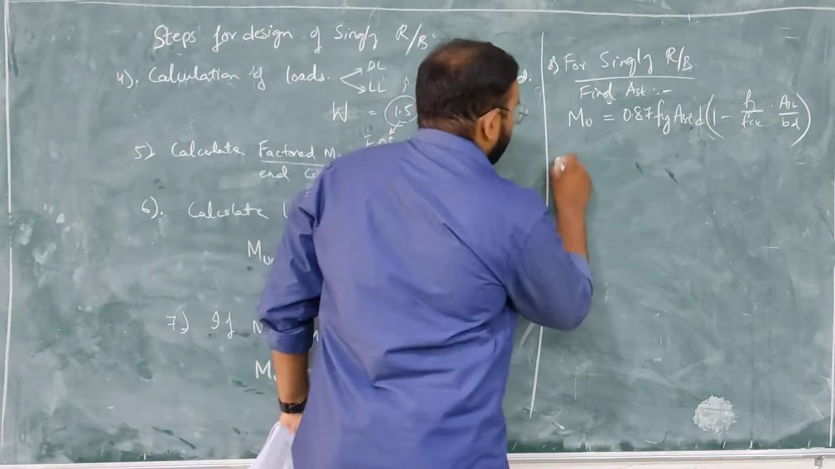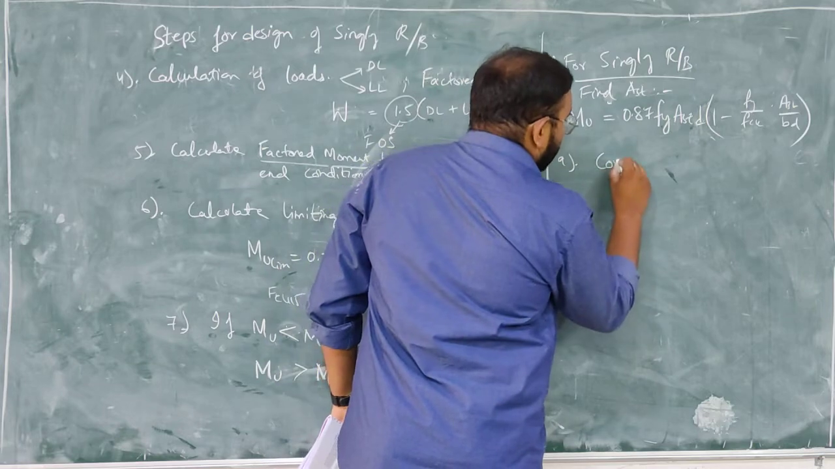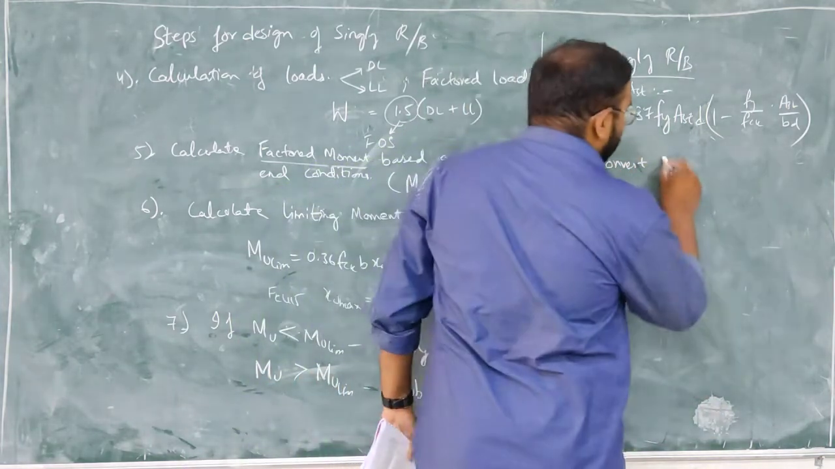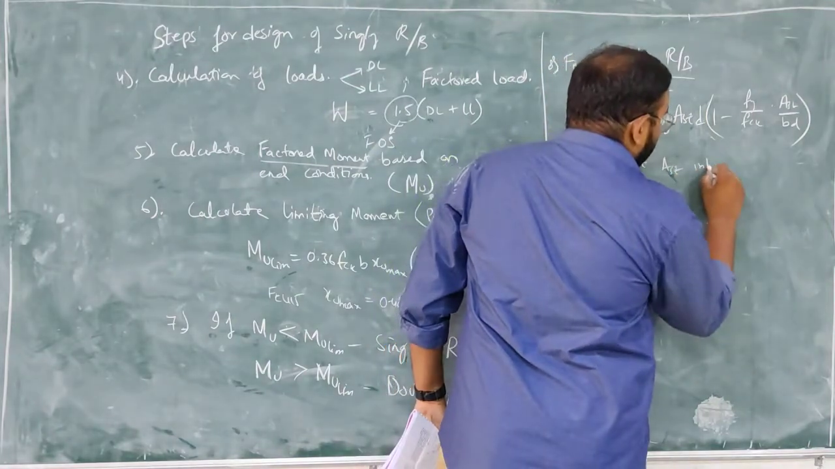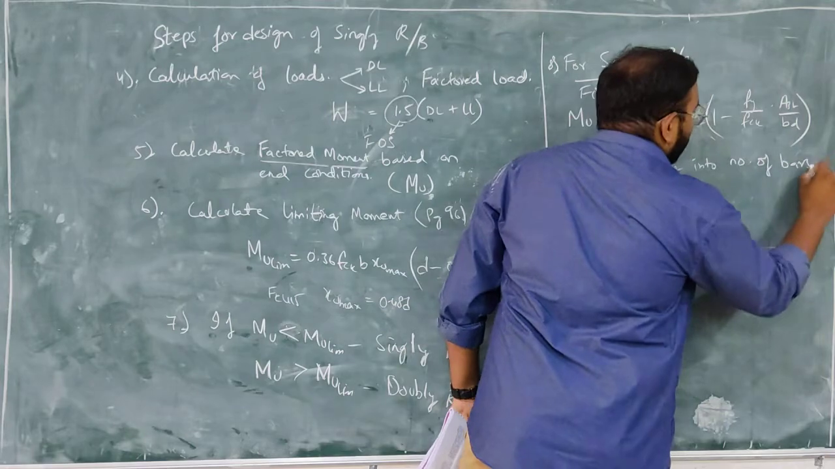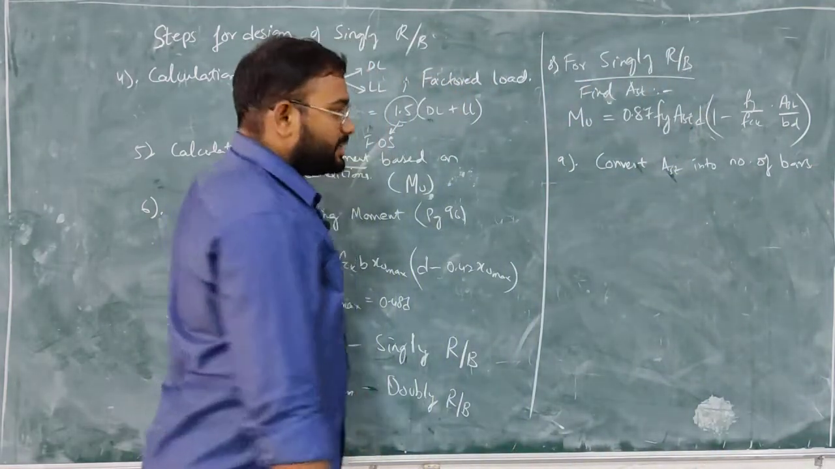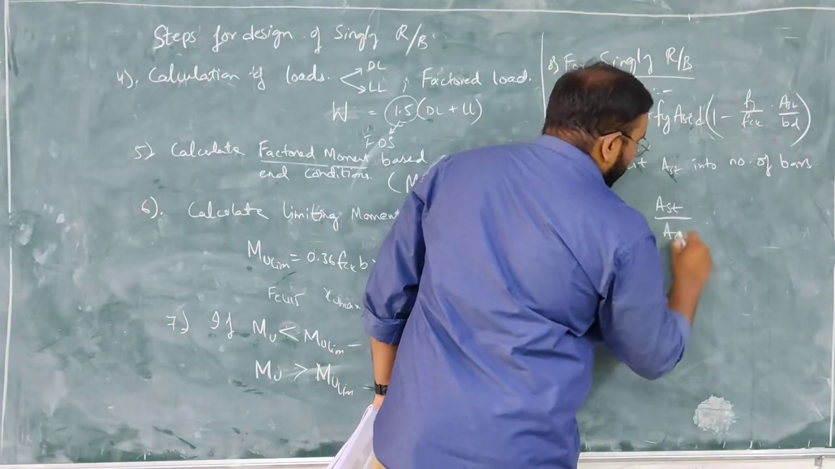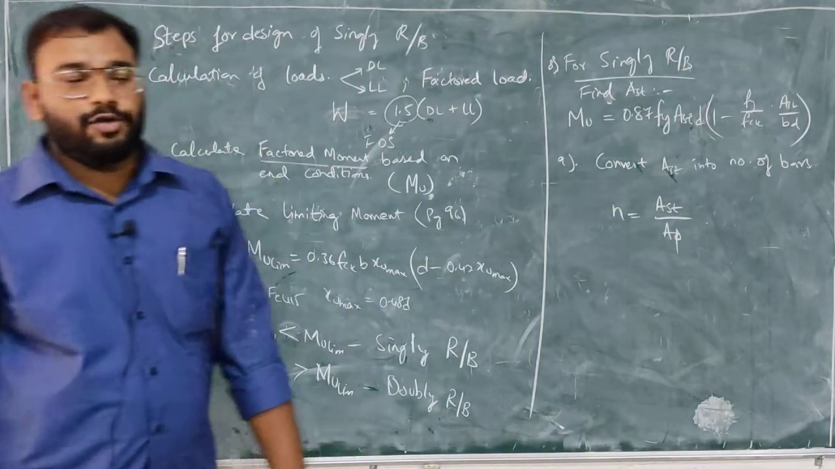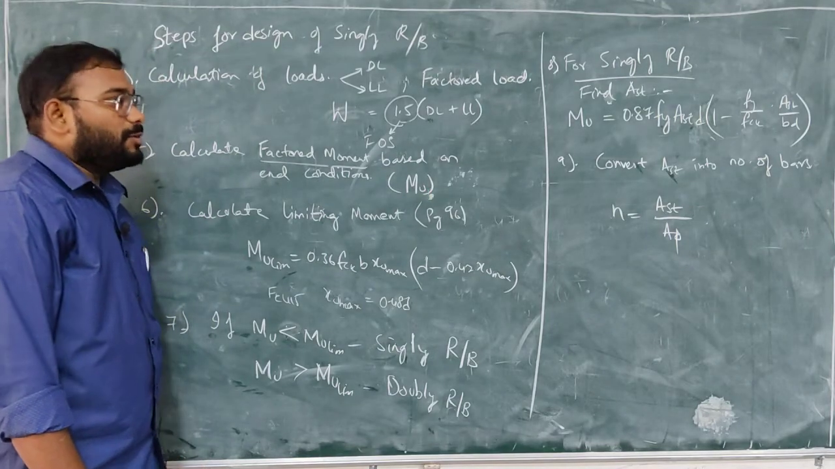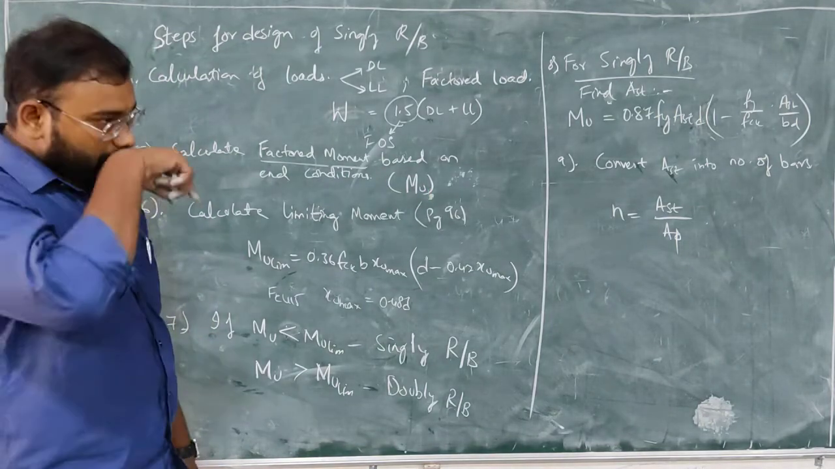Now the next step is to convert AST into a number of reinforcement bars. This can be done by using this formula: N is equal to AST by A phi, total reinforcement divided by the area of each bar. We'll solve one problem which will make it clearer.